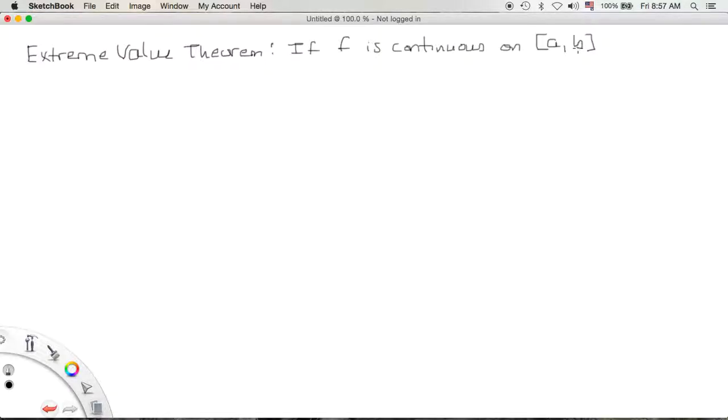So we've got a theorem that will help us with these. It's called the extreme value theorem. And what it says is that if f is continuous on a closed interval a, b, remember that means that a and b are included in that, then f has both a maximum and a minimum on that interval.